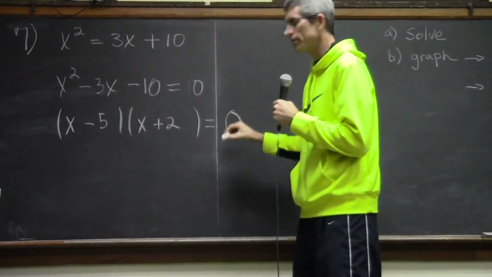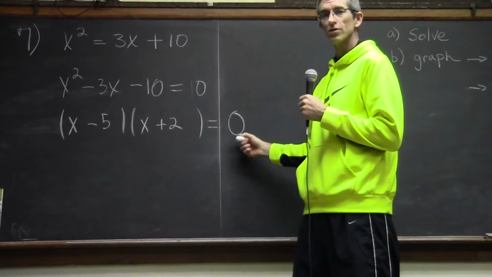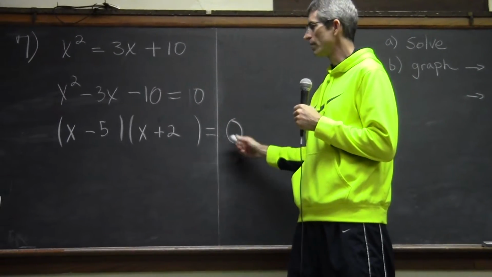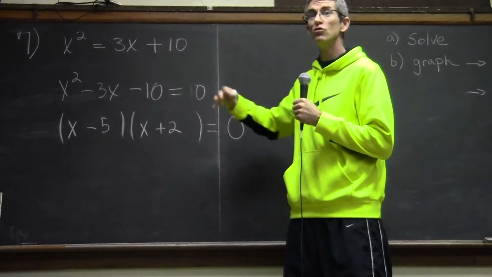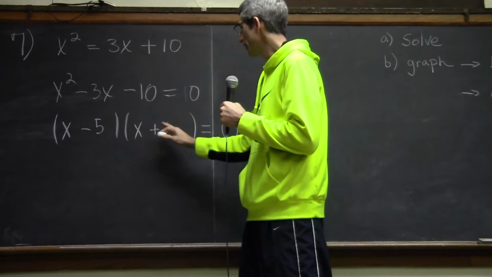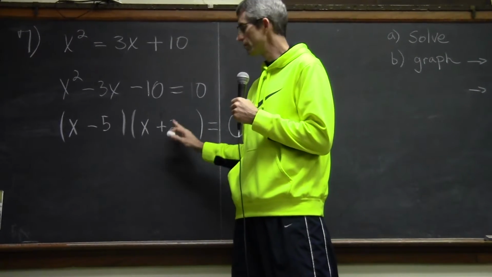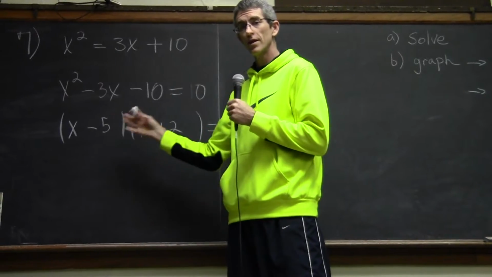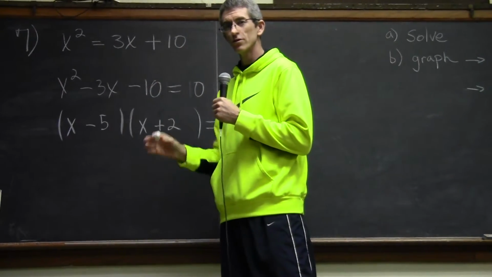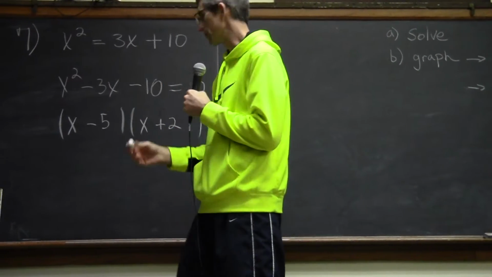Now, this is the part that we're not used to doing this year. You probably did this last year. It says equal to 0. So we're not done just finding the factors. We want to actually do something with those factors. So what does that mean? Think of it this way: if either one of these parentheses becomes 0, since they're being multiplied by each other, it'll automatically make the whole product 0. So there are two solutions, since I have two parentheses, and you can solve them separately.